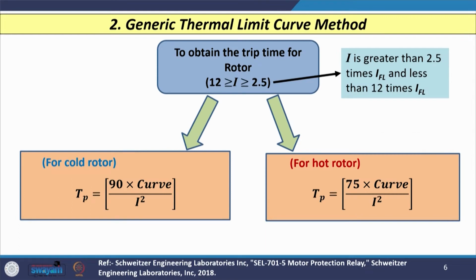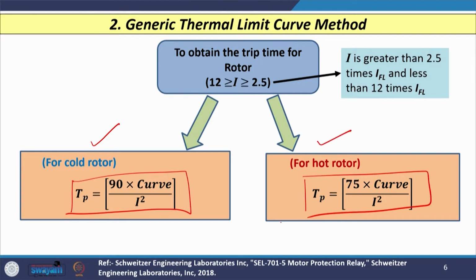If we wish to find the trip time for the rotor, particularly when the current I is greater than 2.5 times the full load current and less than 12 times the full load current, then when the rotor is in cold condition you have to use this equation: Tp is equal to 90 times curve divided by I squared. Whereas when it is in hot condition you have to use this equation: Tp is equal to 75 times curve divided by square of I.